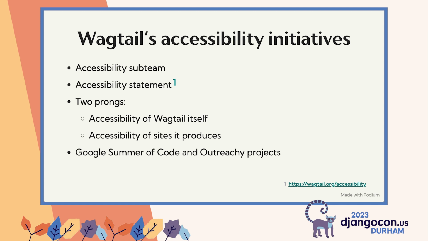And our accessibility subteam has worked together to devise an accessibility statement for the Wagtail project, which you can find at wagtail.org/accessibility. It explains some of the specific goals that we are striving for and serves as a public declaration of our commitment. In particular, it describes our two-pronged approach of wanting to both improve the accessibility of the Wagtail interface itself and also the accessibility of websites that Wagtail is used to create. We've also had the pleasure of participating in the Google Summer of Code and Outreachy programs several times now, which has included 2 accessibility-specific projects, one on each prong.